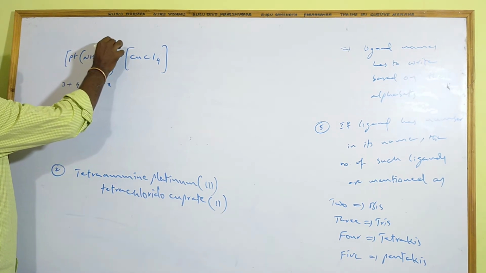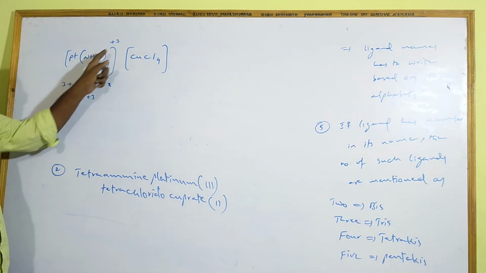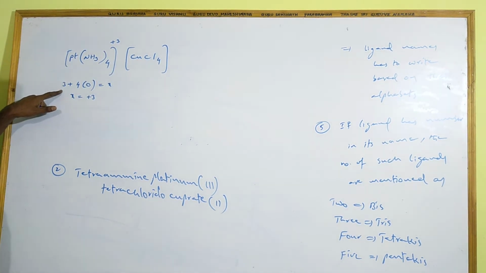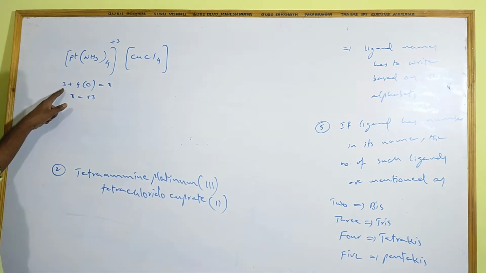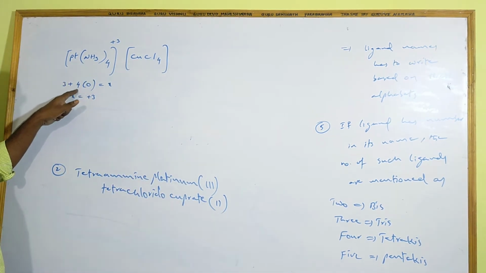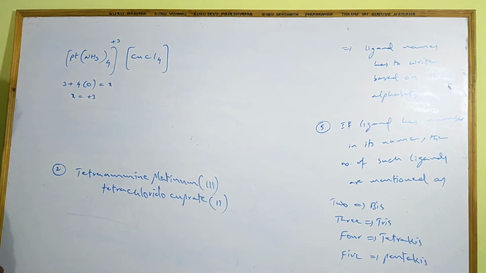Plus 3 means its charge is plus 3. This complex cation's charge is plus 3. How? Platinum's oxidation state is 3, as given. This is 3, I wrote it as it is. Ammonia is a neutral ligand, so 0. There are 4 ammonias, 4 into 0 is 0. So x equal to x plus 3.